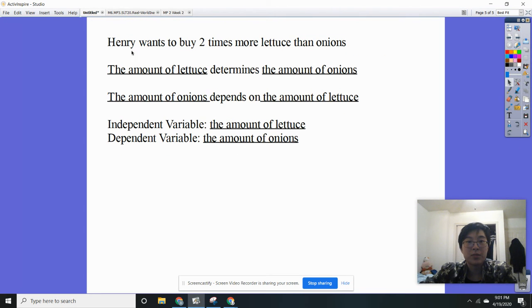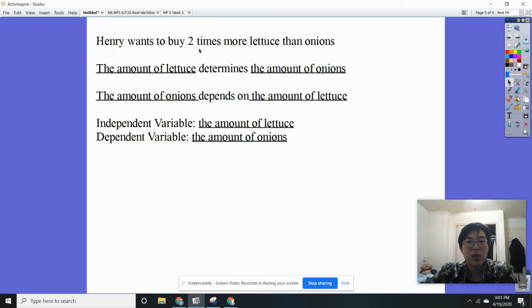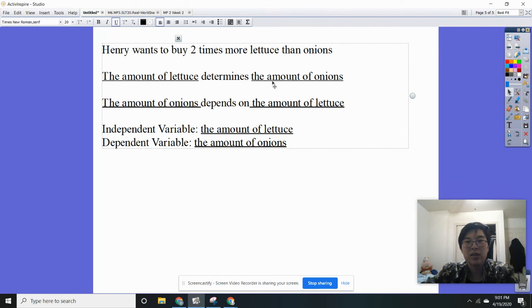Let me look at another situation. So Henry wants to buy 2 times more lettuce than onions. Say he's making a salad. So the amount of lettuce he has determines the amount of onions. The amount of onion depends or relies on the amount of lettuce. So in this case, the amount of lettuce is my independent, the amount of onions is my dependent. Because the more lettuce I buy tells me to buy more onions, or the less lettuce I buy tells me to buy less onions.